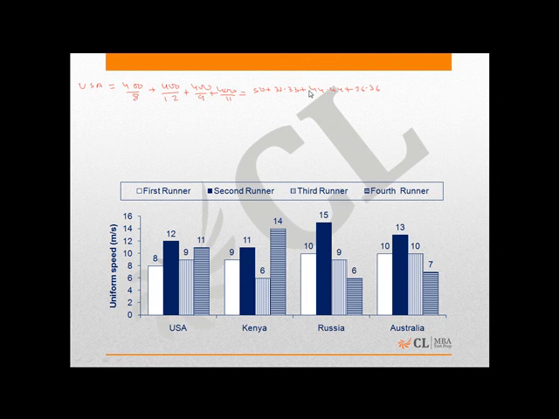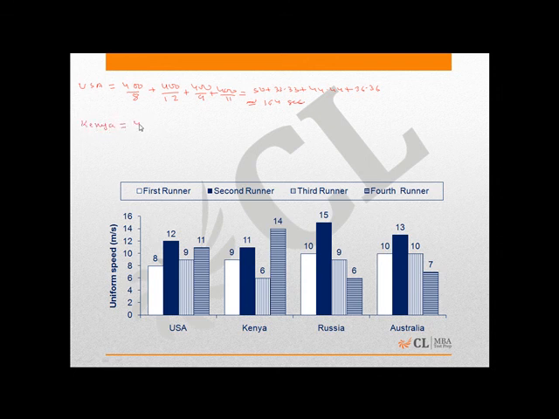Similarly, if someone knows that 1 by 11 is 0.0909 recurring, then 4 by 11 would become 0.3636 recurring. So 400 by 11 would become 36.36. Hence, the total time taken would come to approximately 164 seconds. Similarly, we will calculate it for Kenya.